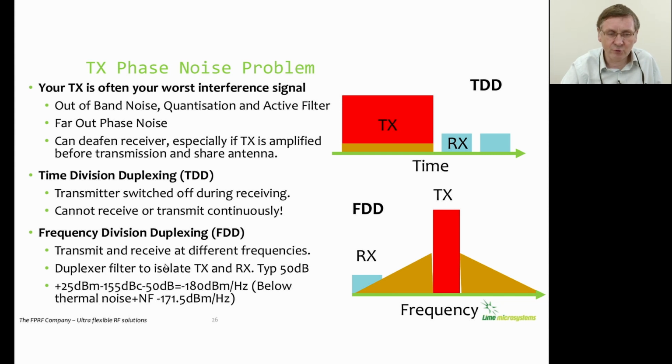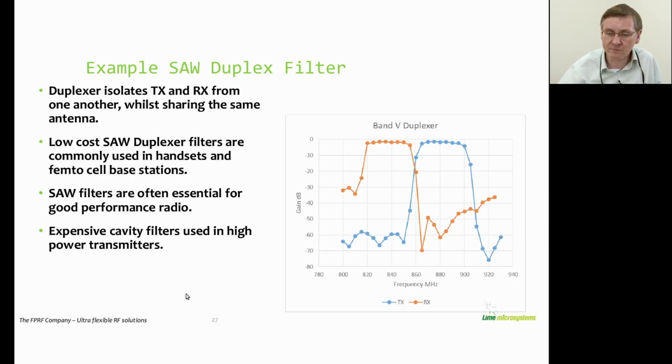And we give an example calculation here for a duplex filter with 50 dB isolation and a 25 dBm transmit output power, showing that the received phase noise is comparable to the thermal noise of the receiver.